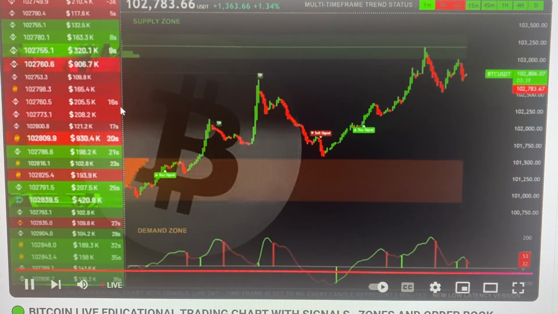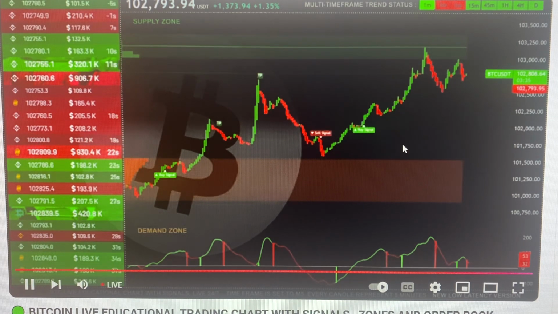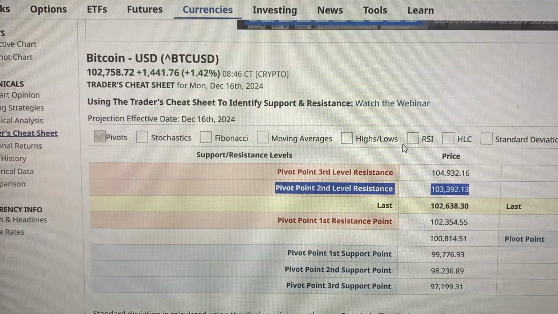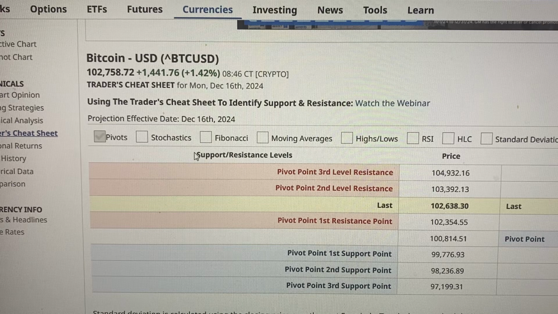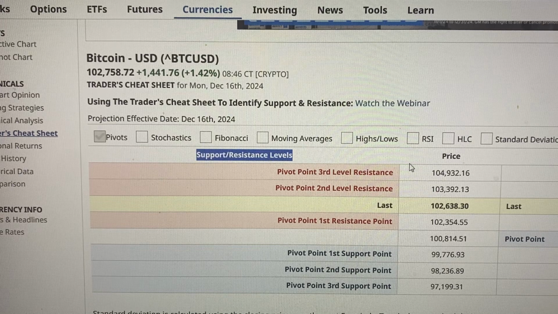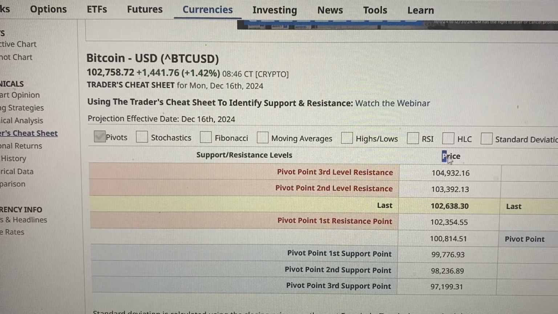This chart's on YouTube. And so again, Livermore, he didn't look at charts, he just looked at price. Look, support and resistance levels, Momo swing, price.